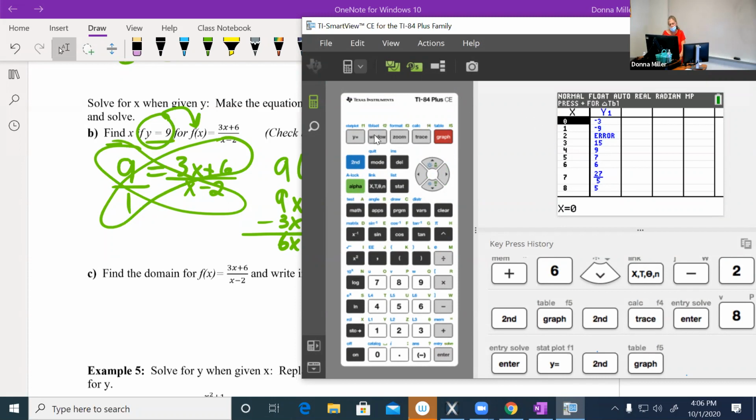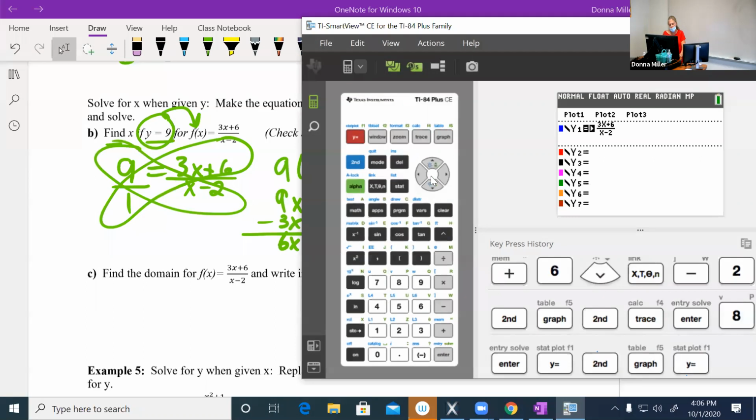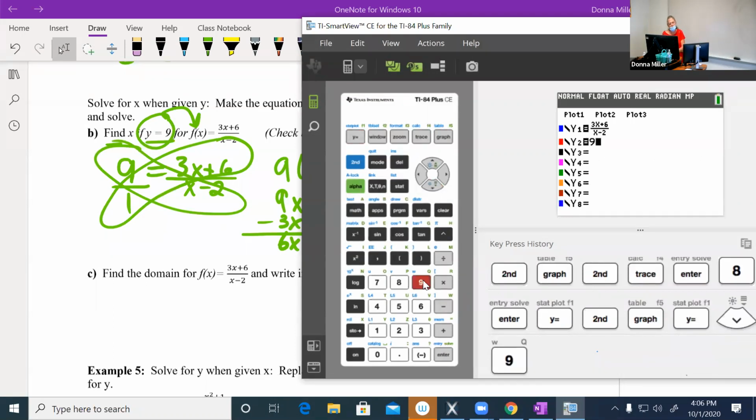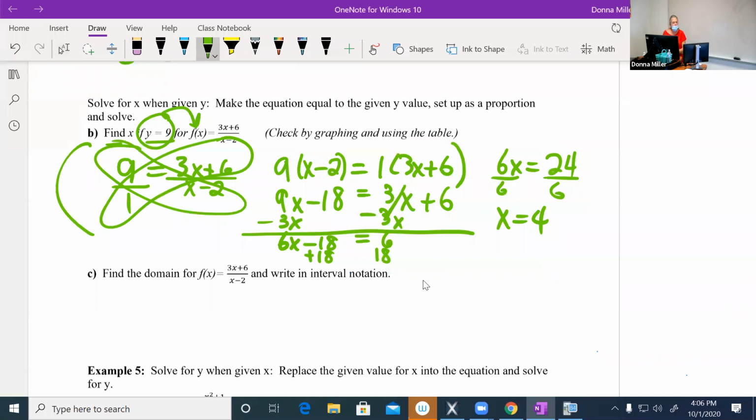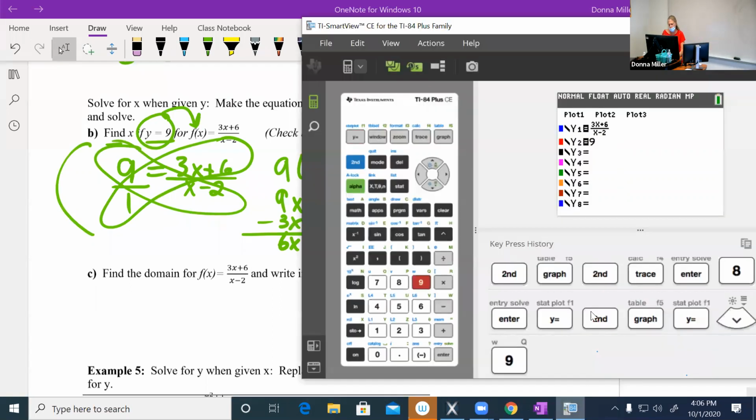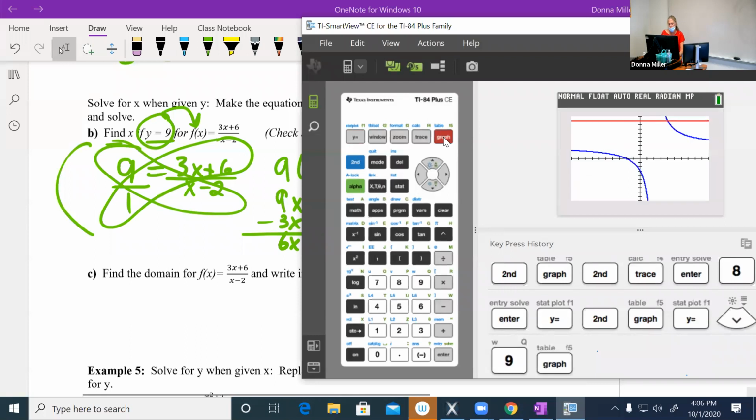The other thing you can do is type y equals 9. Because really what you're doing is solving this equation, right? So I can type 9 in y2, and then I have y1 and find the intersection, right? All right, so I can also do that. Let's take a look at that. See, there's an intersection way up top here. I'm going to find it.